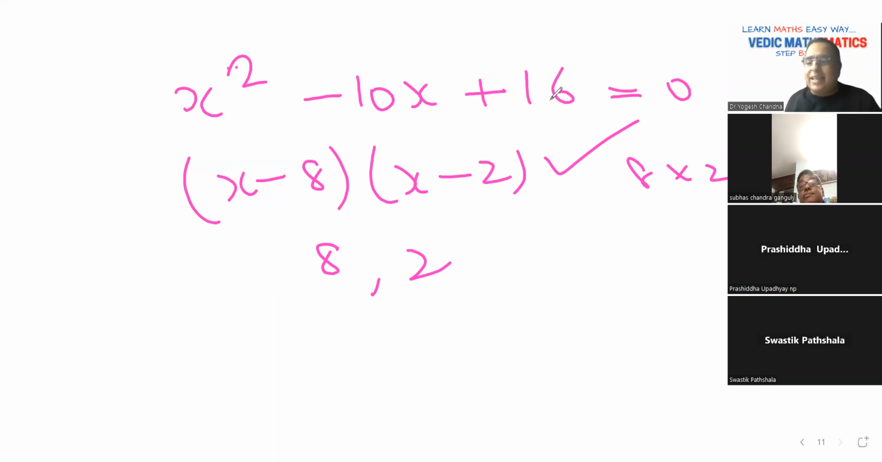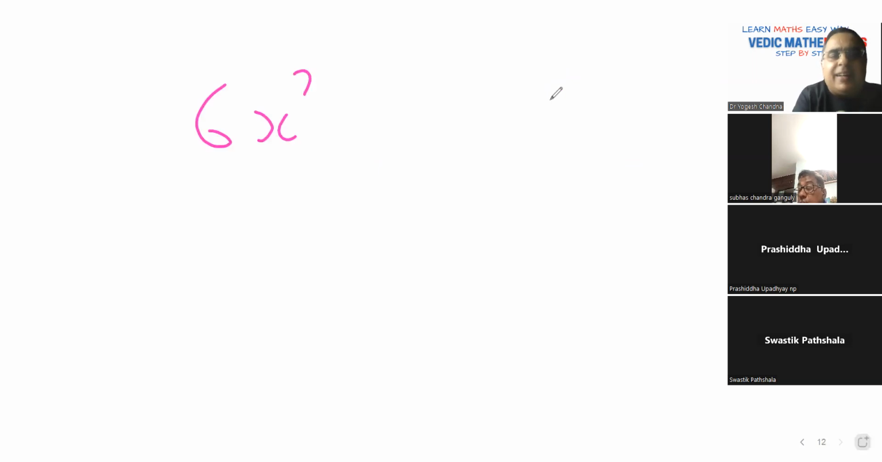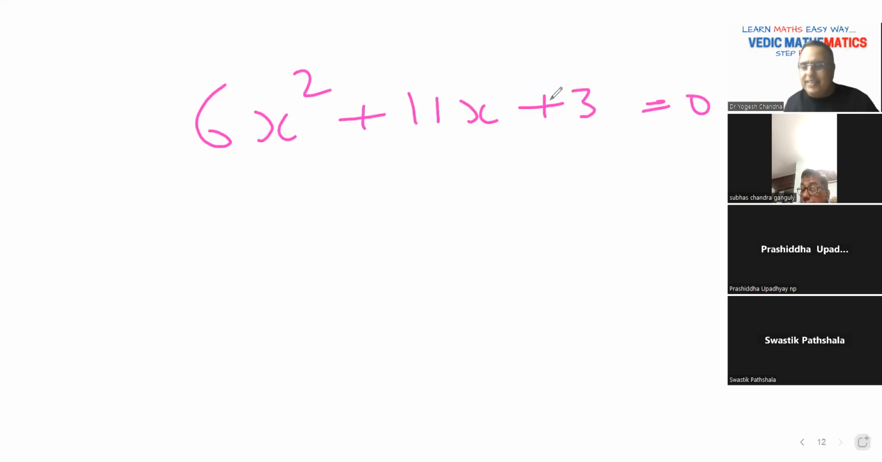Okay, one more. 6x square plus 11x plus 3 is equal to 0. Yes, can anyone find the answer for this?